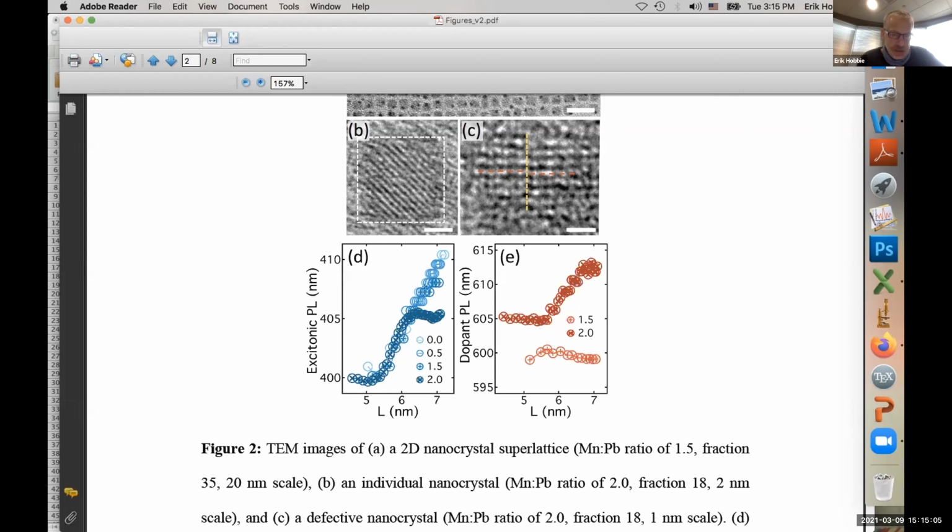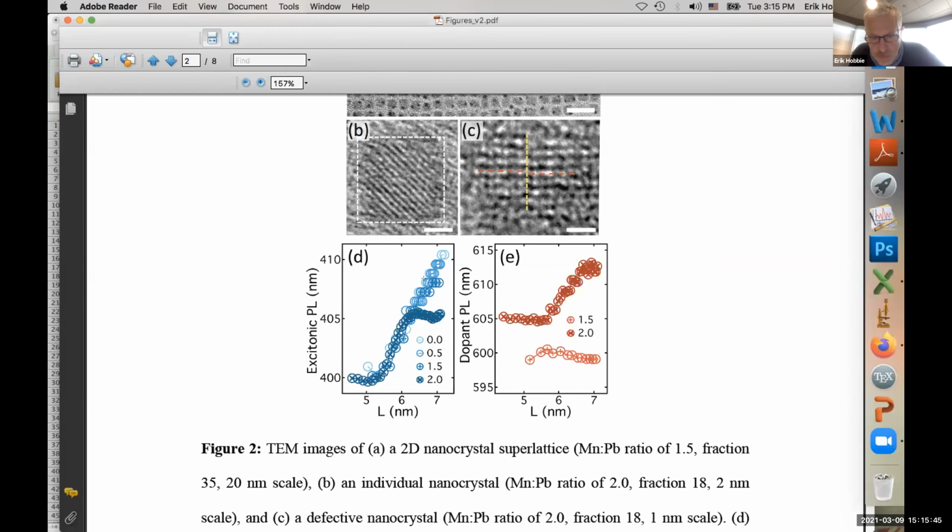So usually when we see a curve like this, where you go up in size and the system redshifts, we immediately think, aha, confinement, right? Like we did with silicon. Remember that? But this is such a small shift. It must be something else. If we can't understand that, it's going to be hard to understand the dopant, right? Because the simplest system is the system without the manganese.